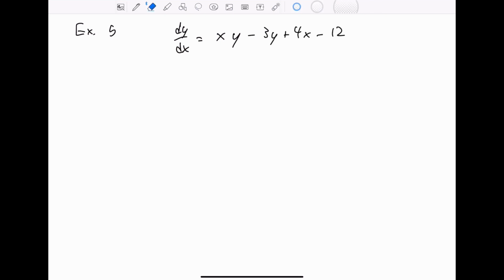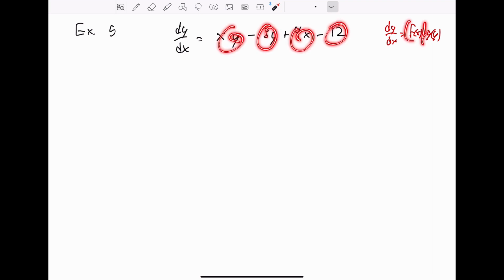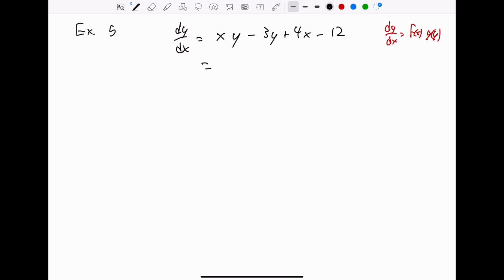Now, I want a separable differential equation in order to use separation of variables. I want something that has the form dy dx equals some function of x times a function of y. I don't have that here. I have all these different terms added or subtracted. I don't have multiplication. So what do I do here? Well, there's actually a way to factor this. This is how we can factor, and it's going to make more sense when we see the answer to go backwards to get to this step. But this can actually be factored as x minus 3 times y plus 4.